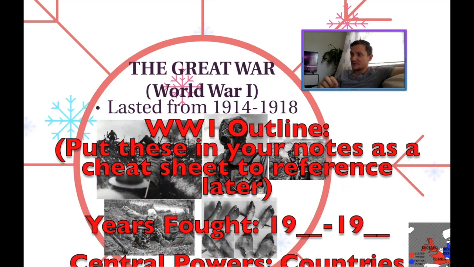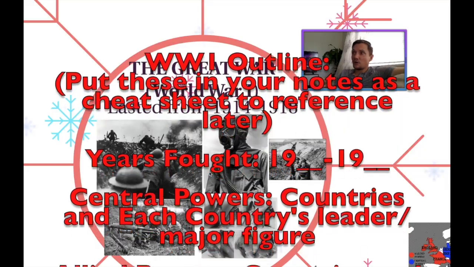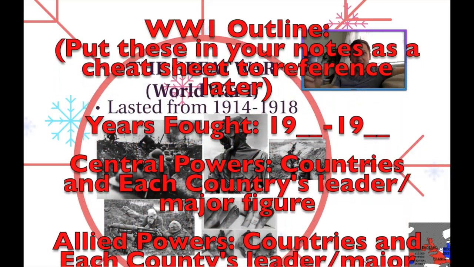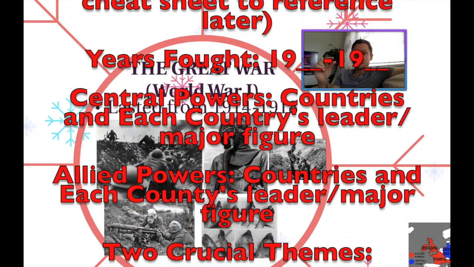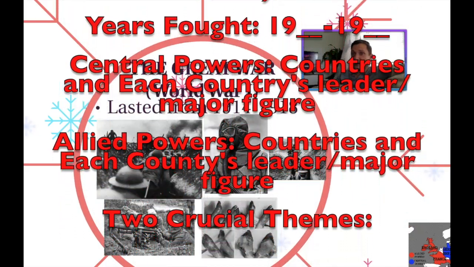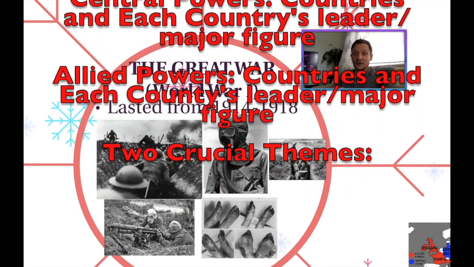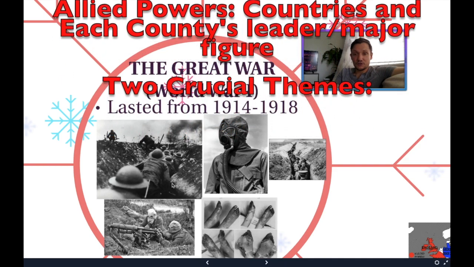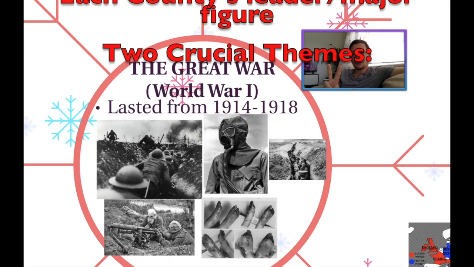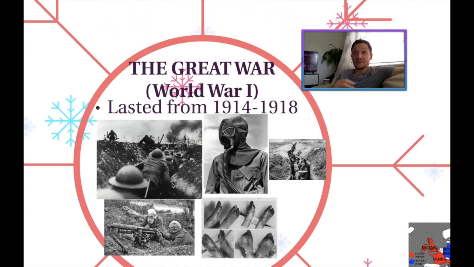And of course, you can see it says World War I mini outline, okay? We're going to go with the years it lasted. We're going to go with the Central Powers, the Allies, and I'm going to put on there how many spaces to leave. And then we're going to go with the two major themes of this war. Two major themes. Got it. All right, so let's go ahead and start going over that outline real quick.